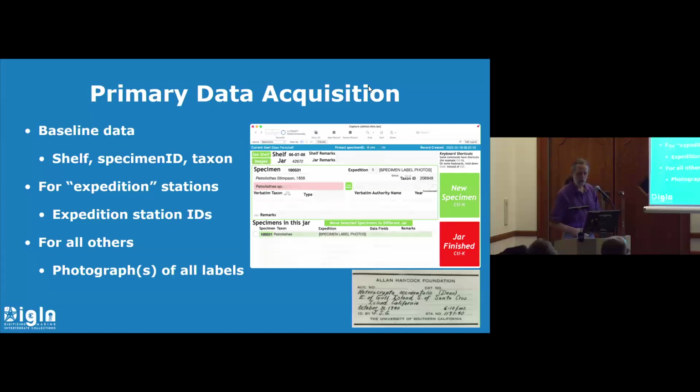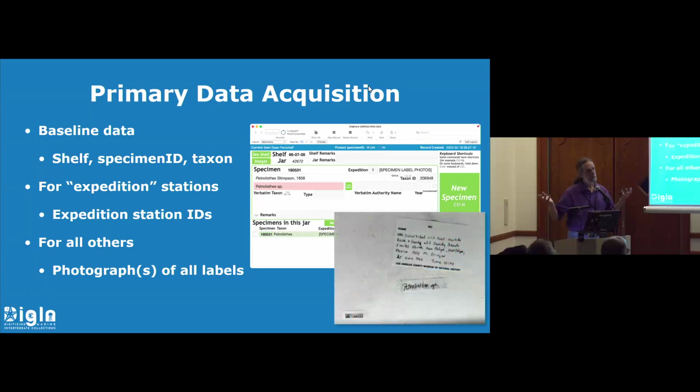For other situations like this particular situation, this is just, crap on a piece of paper. So we don't have an external log of this. This would be photographed. These labels would be taken out, put under the camera, photographed, and then put back into the specimen. And then we would transcribe this later offline.